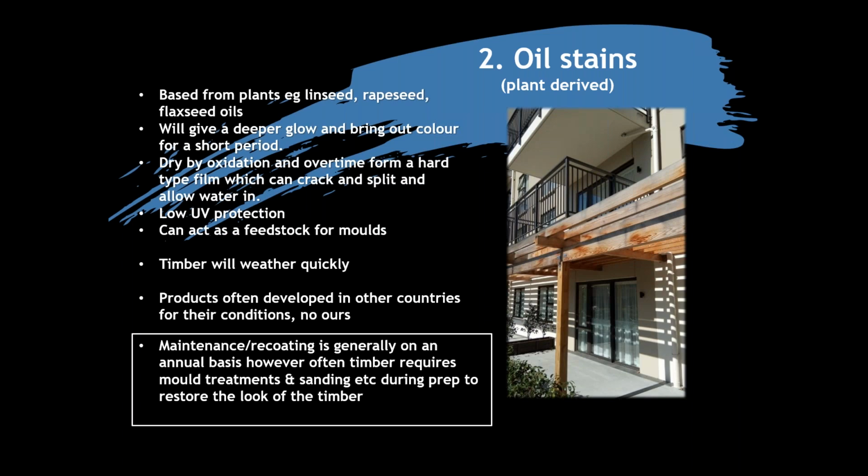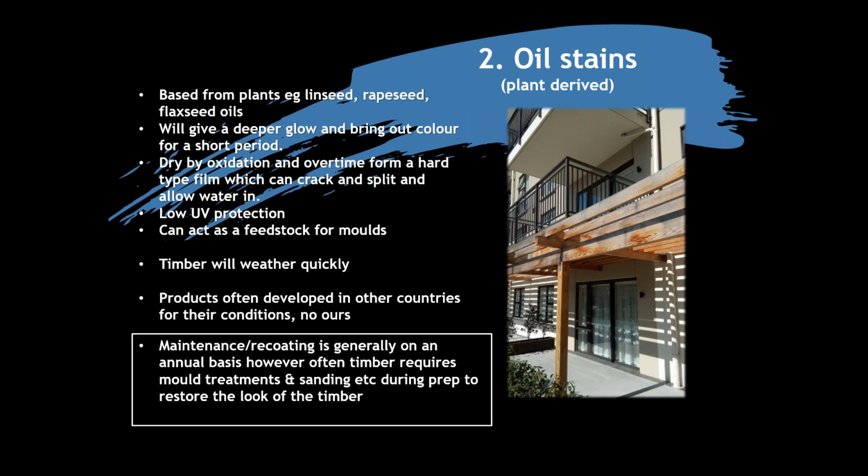We'll move on quickly to oil stains. So they're typically plant derived, so they come from linseed oils, flaxseed oils. They give a magnificent deep glow, and they bring out the color of timber. Now, generally, like polyurethanes, they typically have fairly low UV protection, and in fact, some oils can act as feedstocks for mold. So you're actually giving the surface, giving mold some food to grow. So you end up with a higher level of mold growth than what you would using other products or not using anything. So they typically weather very quickly.